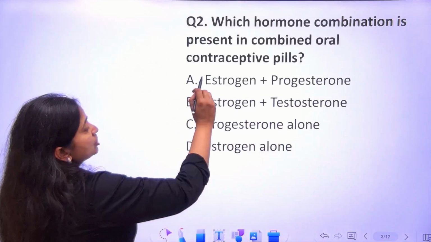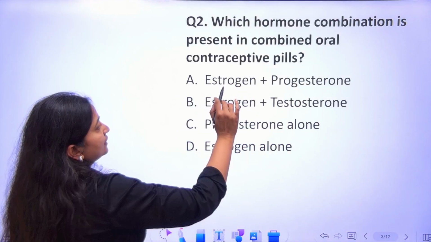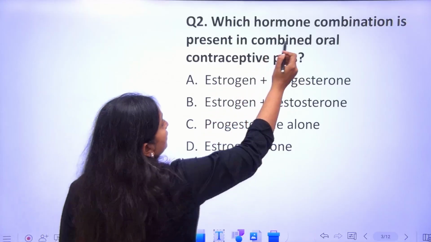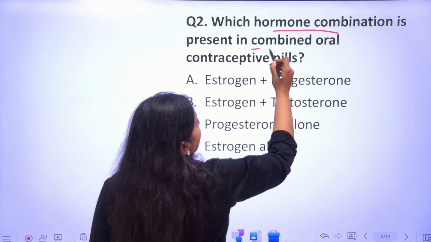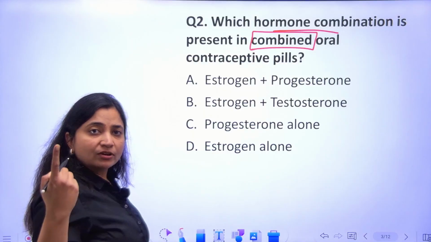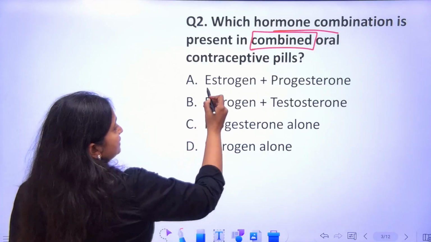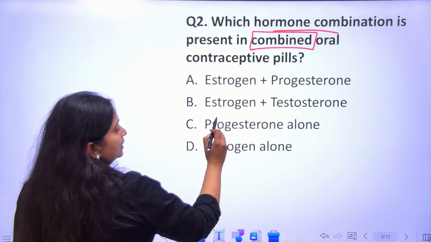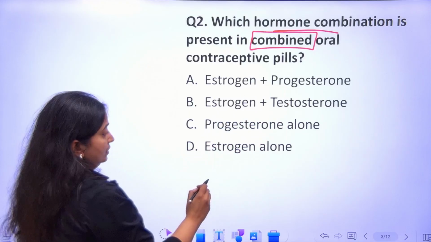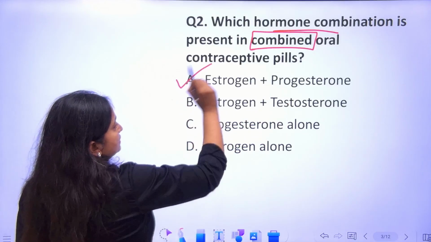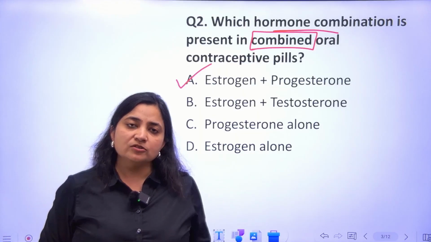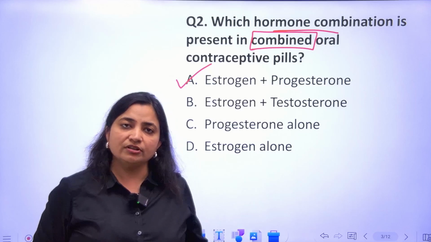Next, which hormone combination is present in combined pills? Very easy question, but hormone combination and combined pill. So the examiner wants to evaluate about combined pill. So whether it is E plus P or estrogen plus testosterone or only progesterone or only estrogen. So the answer is A, estrogen plus progesterone, and according to the type of progesterone we decide the generation of the pill.